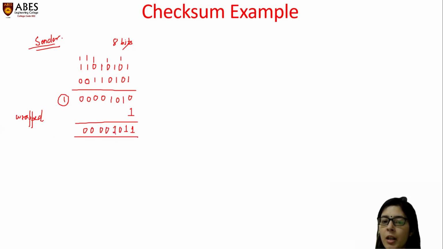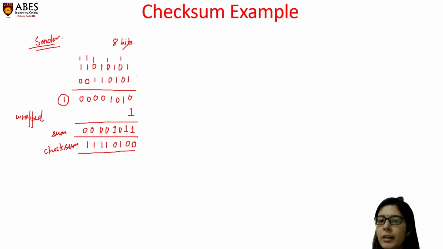Now we need to perform the one's complement of this sum. In one's complement, the bit which is 1 will become 0 and the bit which is 0 will become 1. So we will get 00101111. So this is the checksum, the calculated checksum at the sender's end.